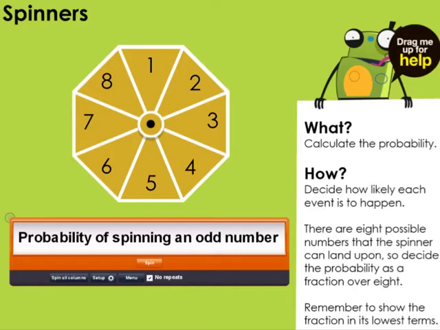Okay, how about on a spinner? We're going to try to calculate the probability and decide how likely each event is to happen. Alright, on this particular spinner there are 8 possible outcomes. So our fraction is going to be something over 8. Like in a coin, it's 1 over 2, or 2 over 2, or whatever. And in a die, it would be 1 over 6. So, and remember to show the fraction in lowest terms.